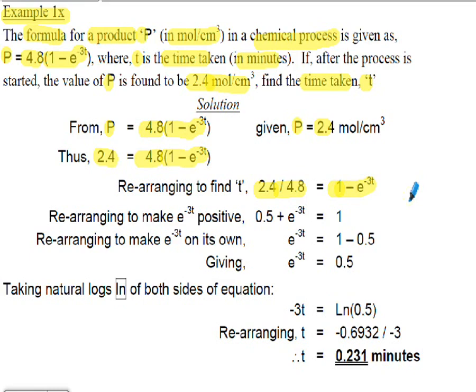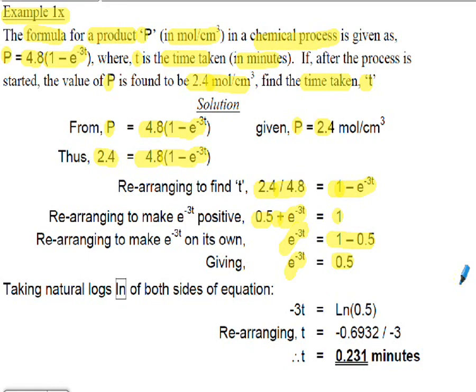On the next line, I've added to both sides the e to the minus 3t to make it positive. So on the left hand side I get 0.5, which is 2.4 divided by 4.8, plus e to the minus 3t, and that's equal to 1. On the next line, I simply take 0.5 from both sides to leave me on the left hand side with e to the minus 3t. That's equal to 1 take away 0.5, or simply 0.5. So now e to the minus 3t is equal to 0.5. And that's the position I need to get to.